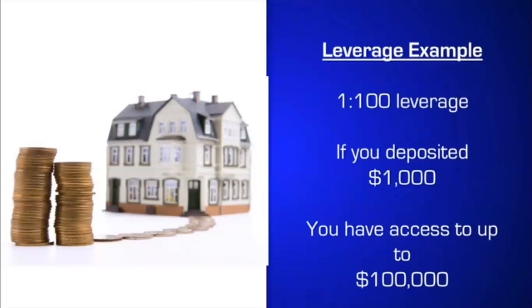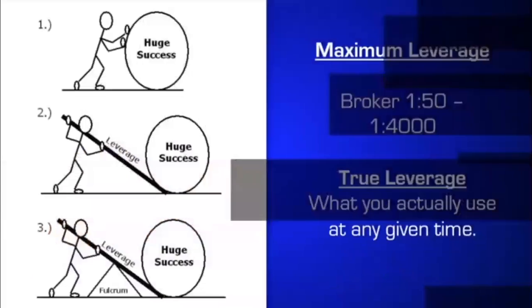So here's another leverage example. Let's say you selected the 1 to 100 leverage. That means if you deposit $1,000, you now have access to up to $100,000. Remember, for every $1 you deposit, your broker will allow you to use $100. If you selected the 1 to 4,000 leverage, which is crazy, that would mean if you deposit $1,000, you would have access to up to $4 million. Sounds really tempting, doesn't it?